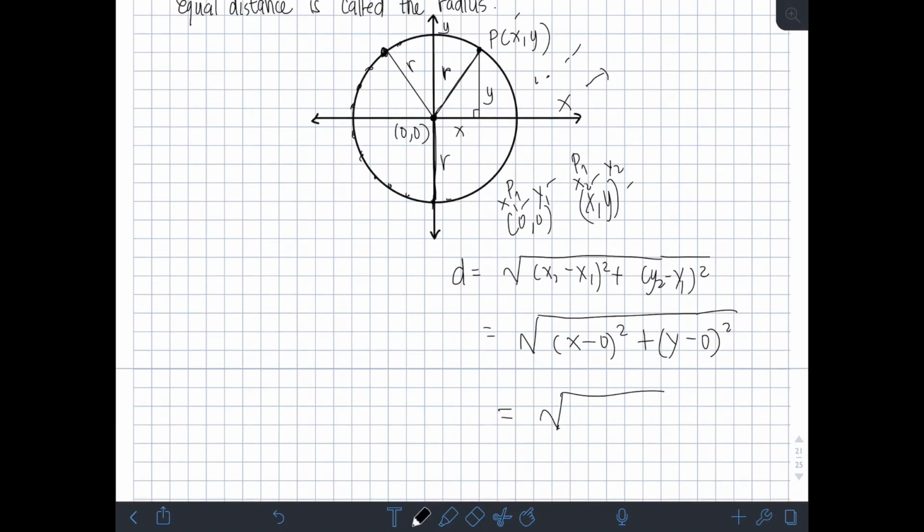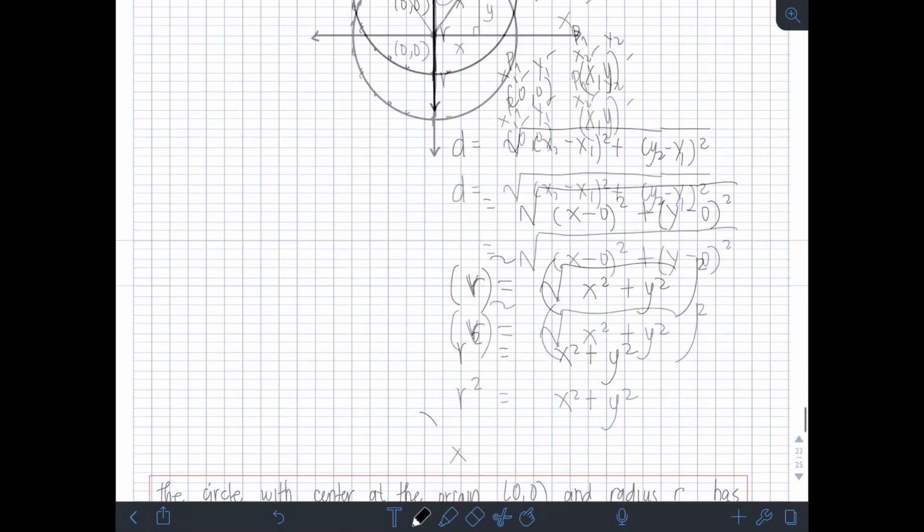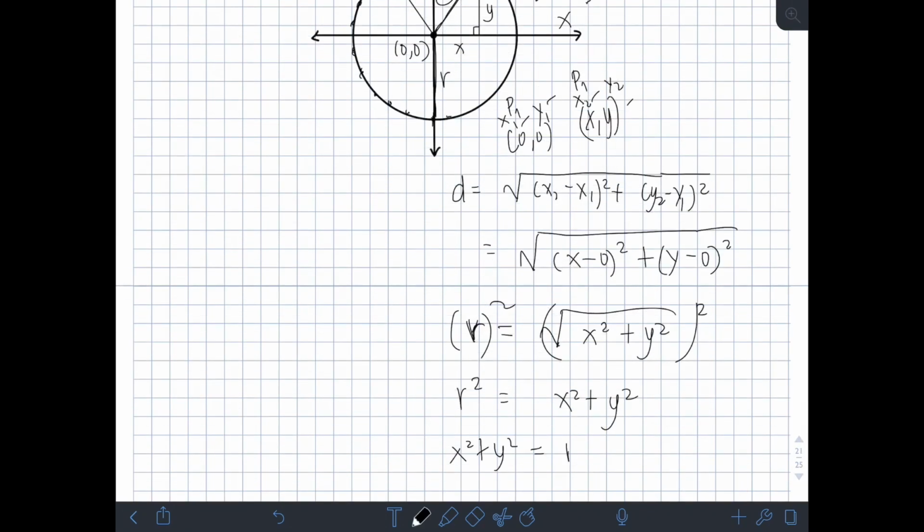So, simplify further, we have square root of x minus 0 is x. So, naka-squared pa so x squared plus y minus 0 is y. So, naka-squared pa so y squared. And then, dapat itong distance natin, lagi itong radius, which is denoted by letter r. So, square natin both sides para mawala yung radical. We have r squared is equal to x squared plus y squared. Or x squared plus y squared is equal to r squared.